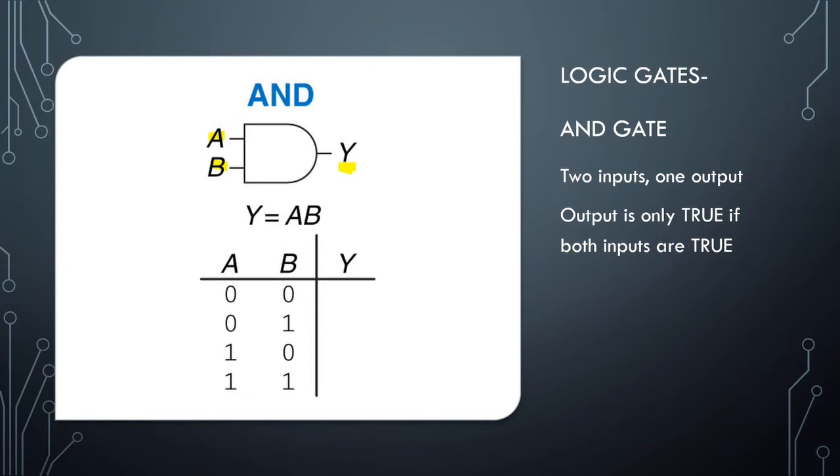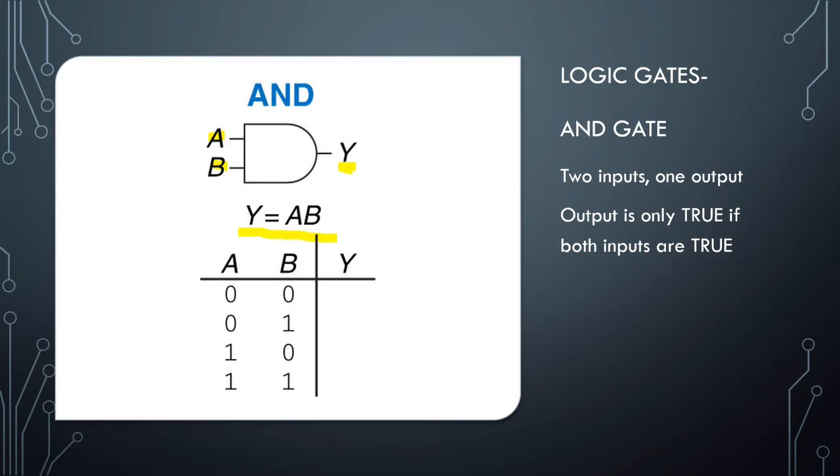So we have our Boolean equation down here. Our output is just equal to A times B. That means if either one of these is 0, of course you multiply anything by 0 and the result is going to be 0. So this is our resulting equation to describe what's happening.